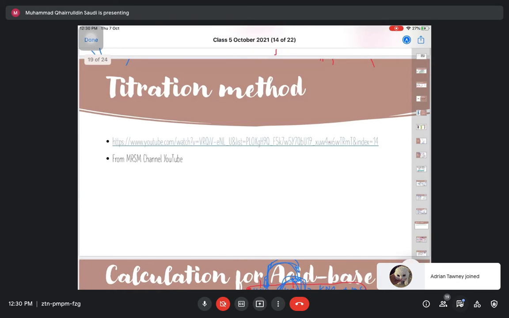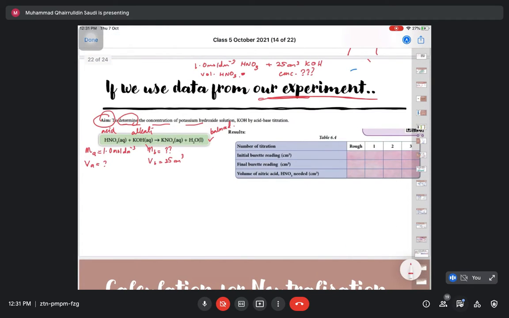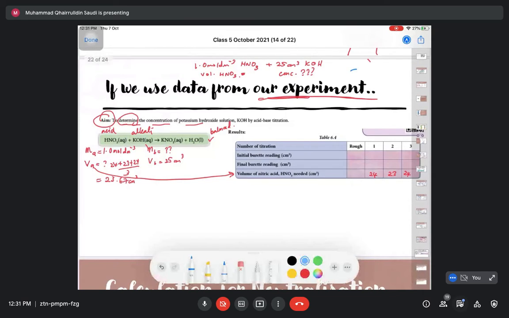That is where we got our information. From the experiment to our calculation just now, we had 24, 23, 24. So we know the volume of acid from here. 24 plus 23 plus 24 divided by 3 is equal to 23.67 centimeter cube. So we got our VA. Let's write it down first: MAVA over MBVB equal to A over B.